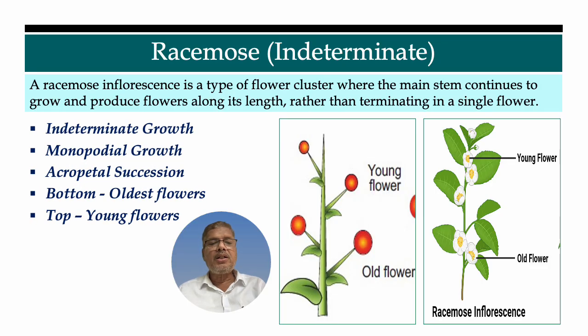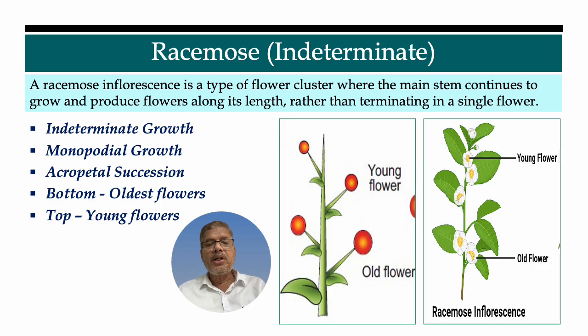The key characteristics are: the apical meristem of the main axis remains vegetative and continues to produce new flowers. There is no terminal flower to halt its growth. The flowers mature from the base upwards. This means the oldest flowers are at the base of the inflorescence and the youngest flowers or buds are at the apex.